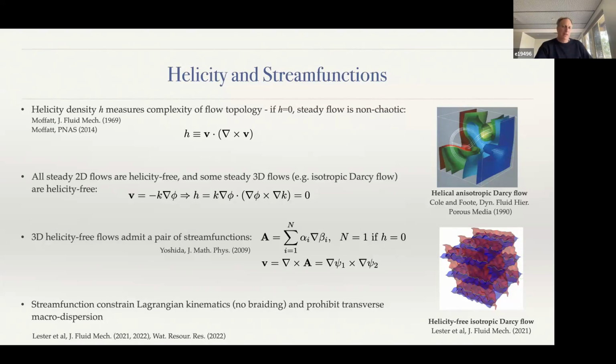So essentially, the helicity-free nature of this quite important class of models of flow in porous materials then leads to stream functions that essentially preclude braiding and transverse mixing and macro dispersion. So for these sorts of flows, we have these organizing sets of stream functions, and they essentially strongly constrain the dynamics, whereas you can see in the top right figure here, for anisotropic Darcy flows, we have much richer dynamics, and now we can see braiding and knotting of streamlines, and that has important implications with respect to mixing and transport.